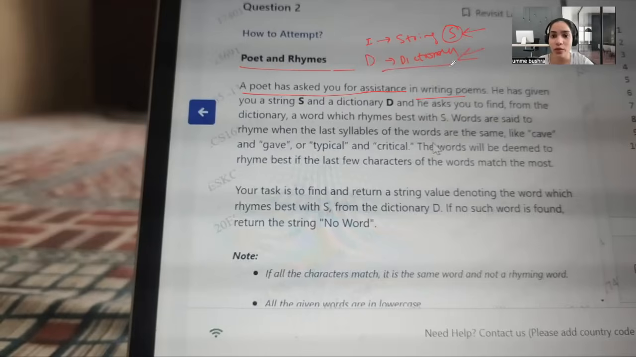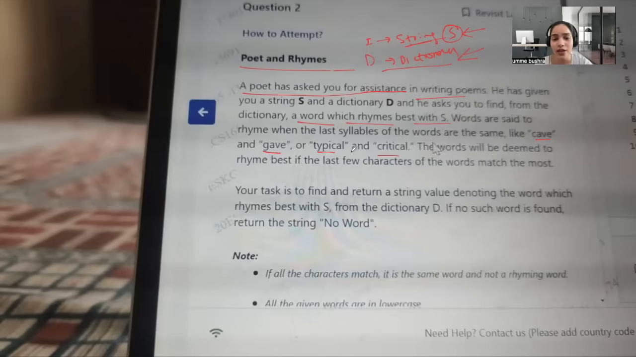Okay, let's try to understand more about the question before jumping to any conclusion. So you have to find a word which rhymes the best with S. The string that is given to you, in your dictionary, there has to be a word which rhymes the best with the given string. Okay. So words are said to rhyme when the syllables of the words are exactly the same. Like for example, cave, gave. Okay. Typical, critical. So they're giving you the examples of some of the words that rhyme.